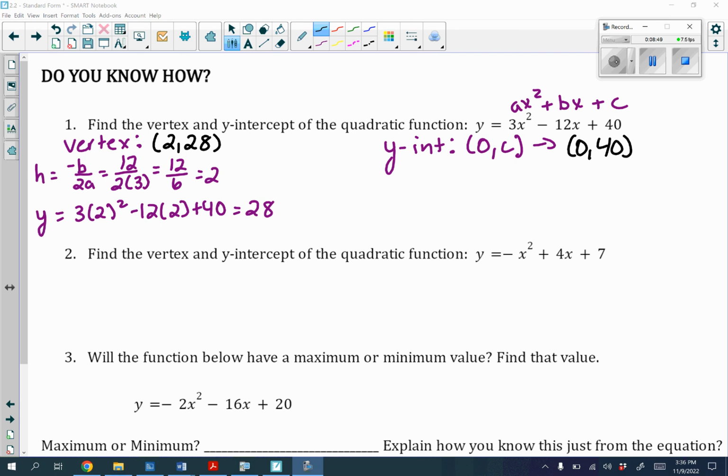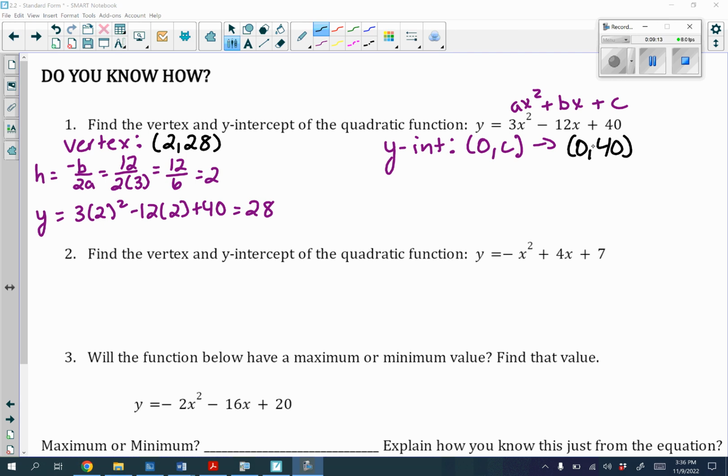So this is what you should have gotten for your number 1. So we have a vertex of (2, 28). Here I show my work of how I got the h value. Remember, opposite of b over 2a. And then to find the y, I go and plug my x back into the function for where I see x. And then your y-intercept, remember that is 0, c. So our c value here is 40. So we have (0, 40).